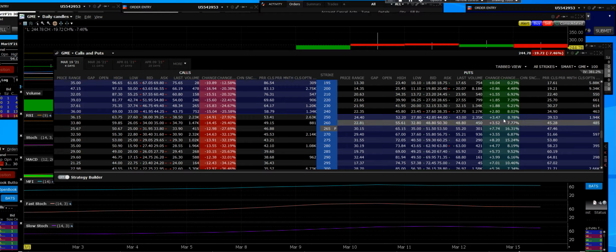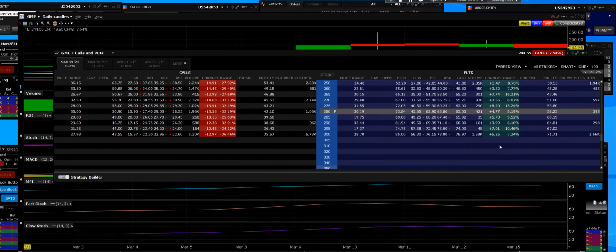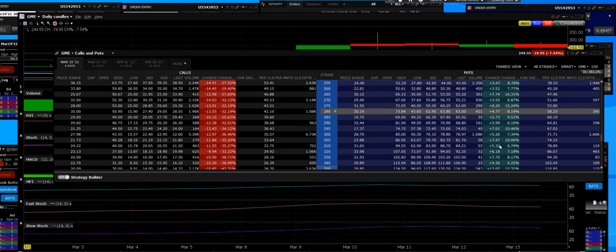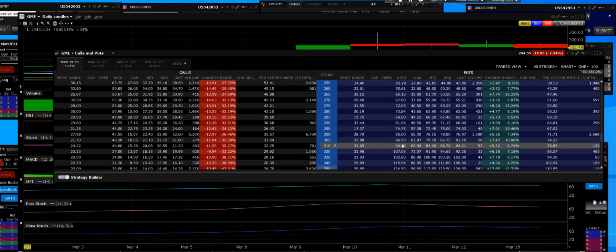On the put side, you can see it's all green at the moment. So the $300 puts had a fairly decent trade. $63 on the low and $86.95 on the high. Current bid and ask, $82.75 by 79.